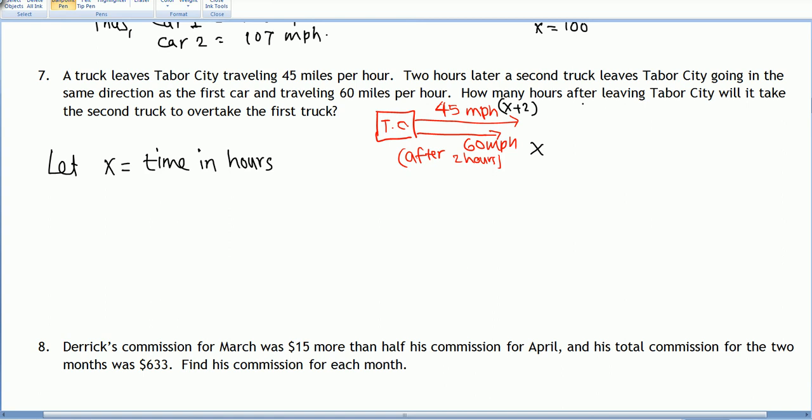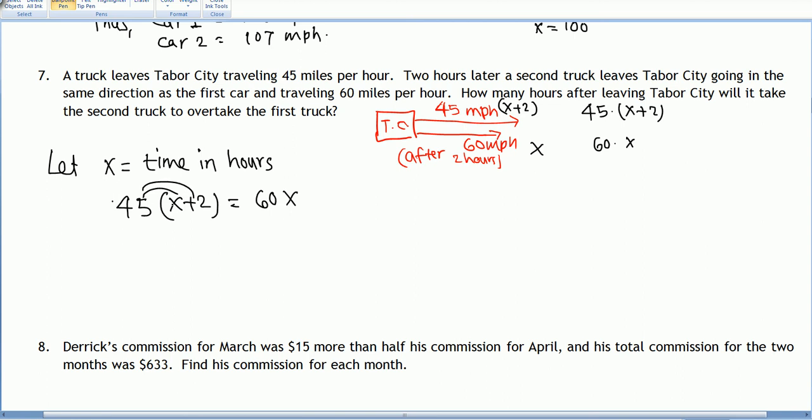Now, when the second truck overtakes the first truck, that means they have traveled the same distance. The distance traveled by the first truck will be 45 times x plus 2. The distance traveled by the second will be 60 times x. When these two distances are equal, the second will overtake. So the equation will be 45 times x plus 2 equals 60 times x.